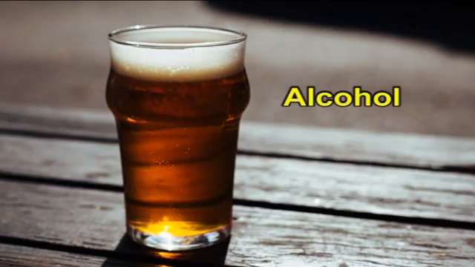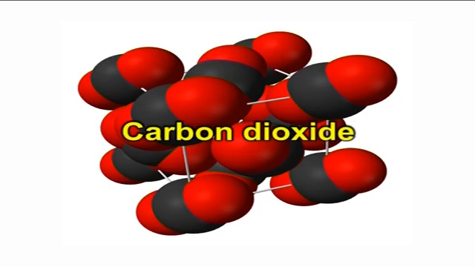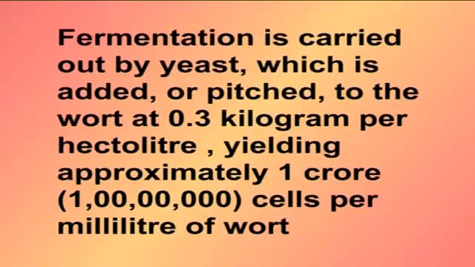Coming to the fermentation process. In this most important stage of the brewing process, the simple sugars in wort are converted to alcohol and carbon dioxide, and green, that is young beer, is produced. Fermentation is carried out by yeast, which is added or pitched to the wort at 0.3 kg per hectoliter, yielding approximately 1 crore cells per milliliter of wort.